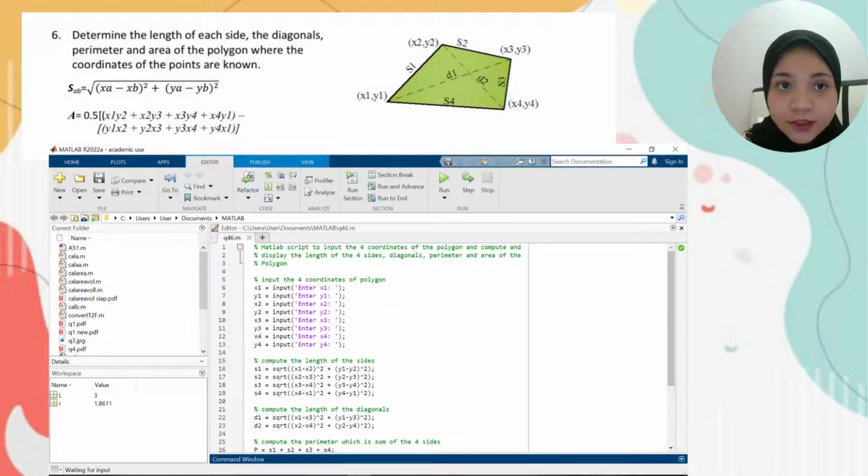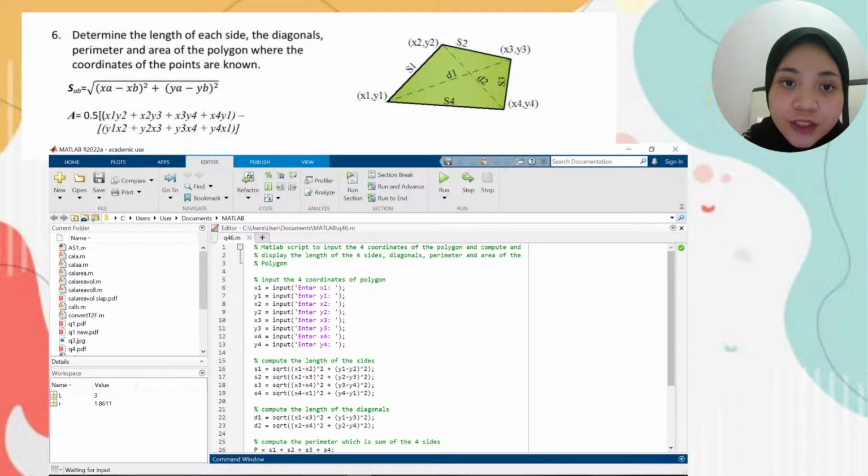For question 6 in chapter 4, which is to determine the length of each side, the diagonals, perimeter, and area of the polygon where the coordinates of the points are known, which is SAB equal to square root of XA minus XB square plus YA minus YB square. So the function is given here, and the diagram is also given here.